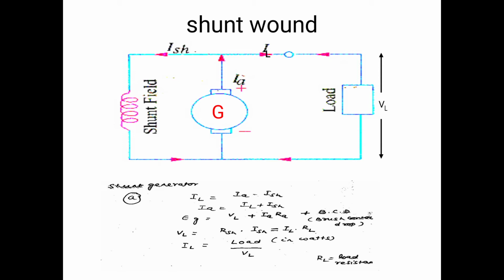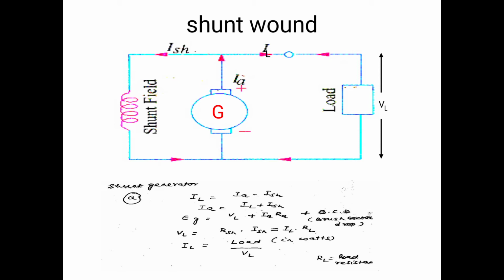This branch voltage equals this branch voltage. Here three branches are connected in parallel. So first branch voltage equals second branch voltage equals third branch voltage. Okay, so we are equating the third branch voltage to the first branch voltage. So VL equals ISH into RSH, or RSH into ISH.